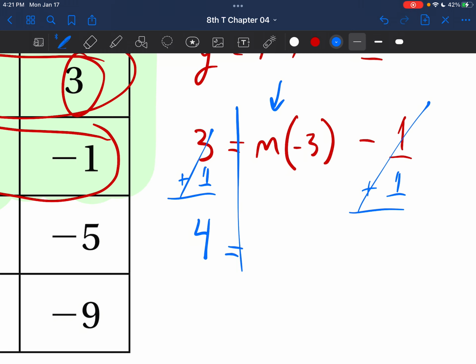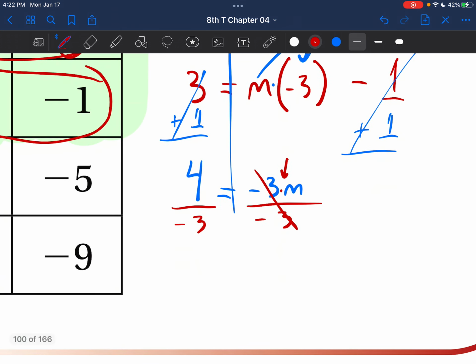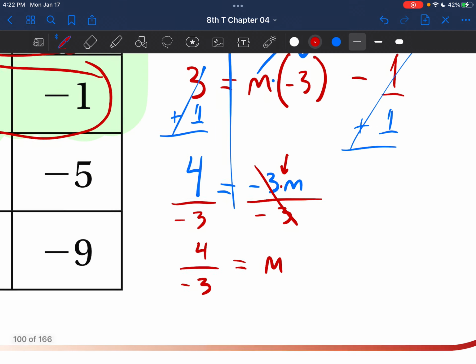You get 4 is equal to, and now let's see, how do you multiply? So that's m times negative 3, which actually gives you negative 3m. What is the opposite of multiplication? That is division. So divide by negative 3, cross it off. Divide by negative 3. And we know our m is equal to 4 over negative 3.